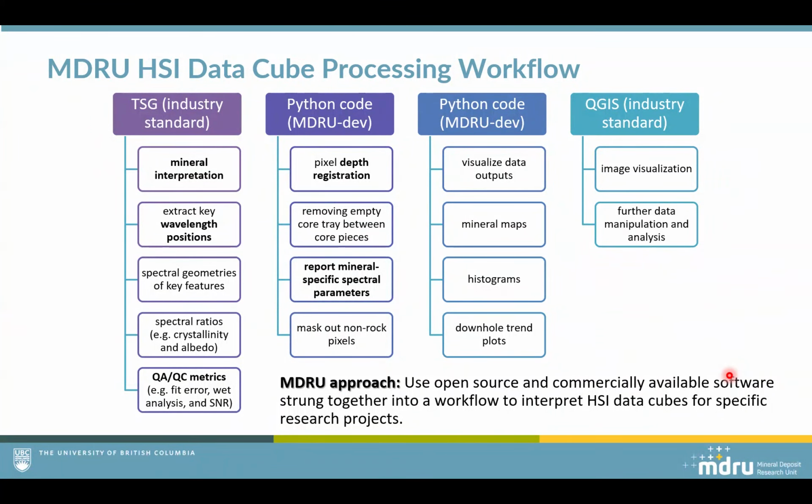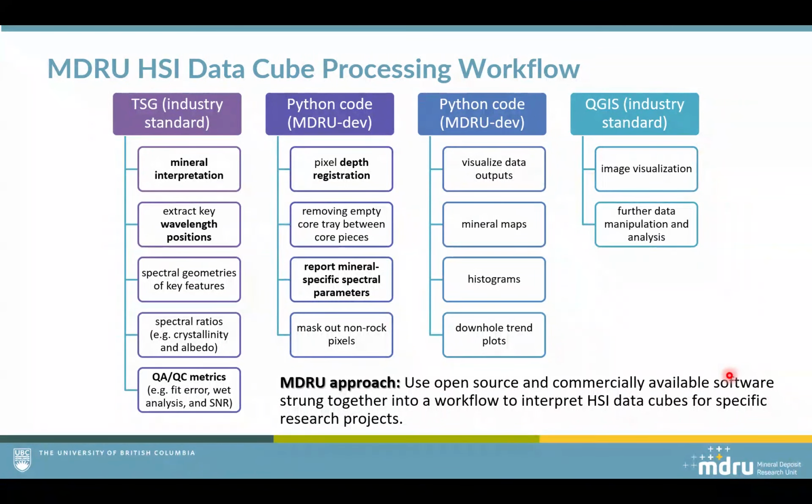So the first step is using the spectral geologist, or TSG, which is industry standard at the current time for mineral identification with spectral data. This step includes doing things like mineral interpretation, extracting key wavelength positions from each pixel, looking at spectral geometries of the key features, spectral ratios, like the crystallinity map I just showed, and identifying QA/QC metrics that actually enable us to filter the data more effectively.